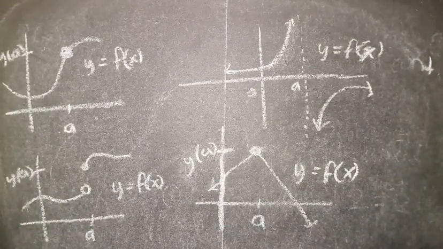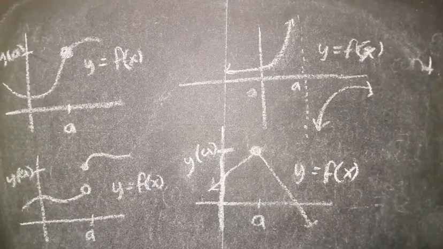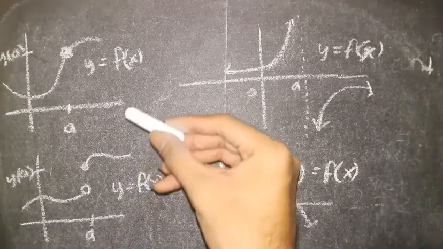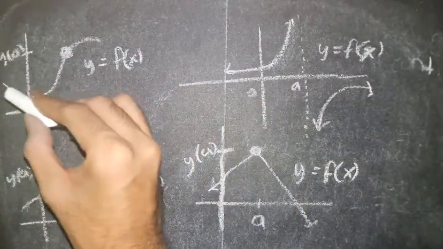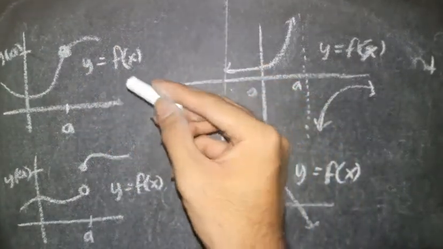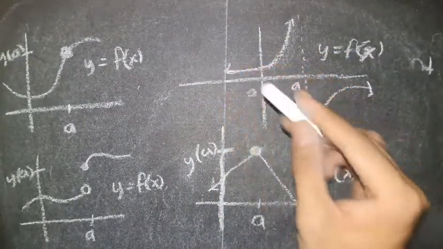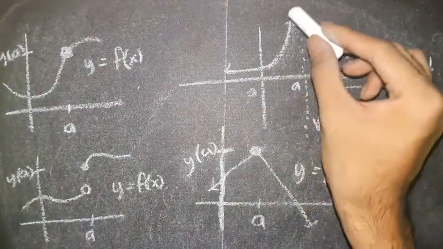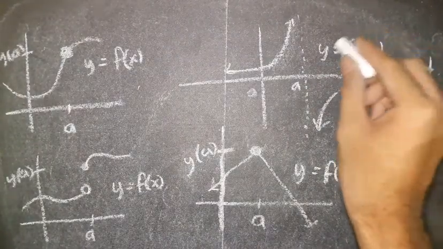In order to further understand continuity of a function at a point, we have here 4 different graphs. In this set, we need to identify whether the graph is continuous or not. The first graph has no holes and can be drawn without lifting this chalk. Thus, f of x is continuous at x is equal to a. The second graph cannot be drawn without lifting this chalk. Thus, the second graph is not continuous at x is equal to a. Therefore, this graph is discontinuous.